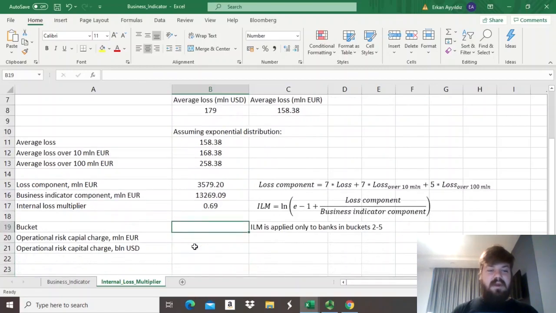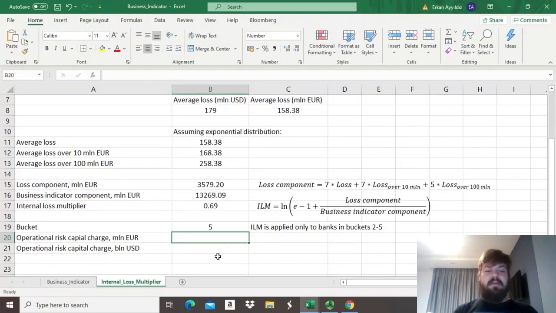And now we need to consider that the internal loss multiplier is applied only to sufficiently large banks. So bucket 1 does not need to calculate the internal loss multiplier. It's done to not burden the smaller banks too much with calculating their loss data and figuring out the loss component and the multiplier, but larger banks are obliged to follow that. So as our bucket is 5, as we already figured out, we must apply the internal loss multiplier to figure out our capital charge.